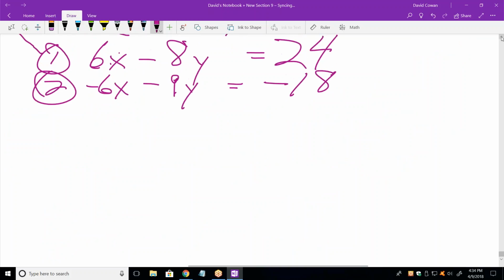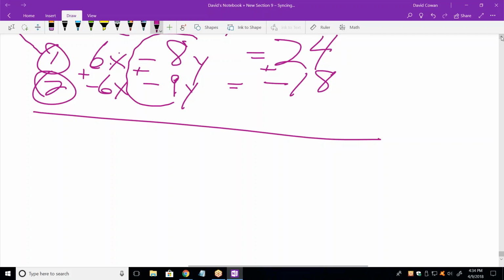Now we add the equations together. Okay, what do you get? You're adding that, and you're adding that, so we get positive 1y equals... What's negative 8 plus negative 9? Negative 17. Don't confuse multiplication and addition. Oh, yeah. You with me? Yes. Okay.